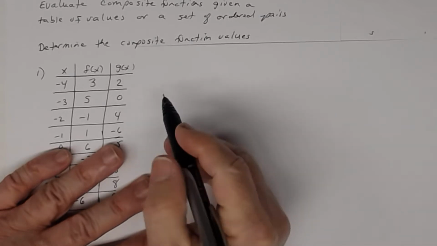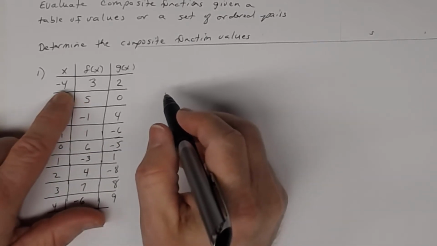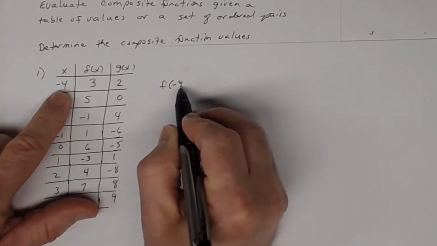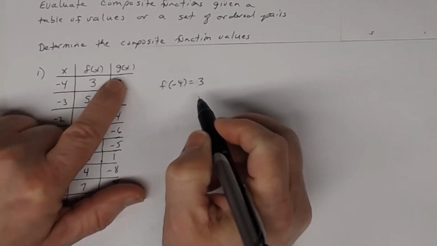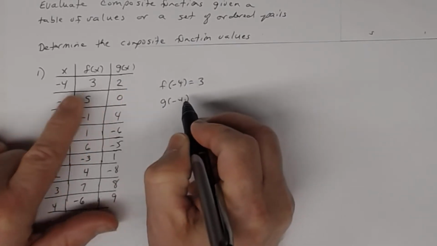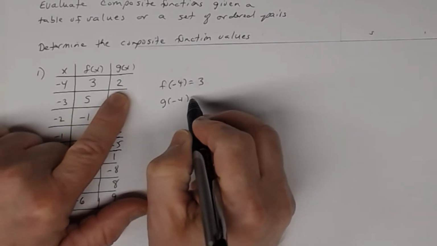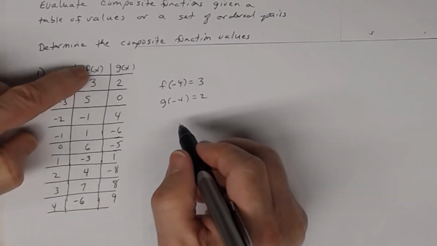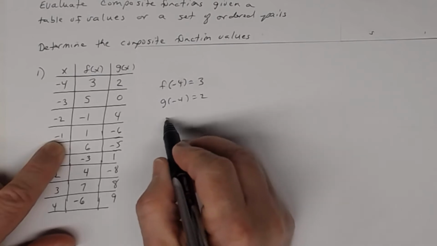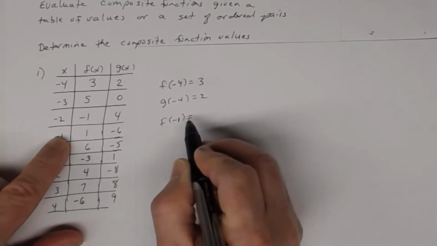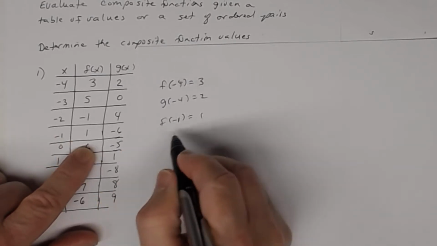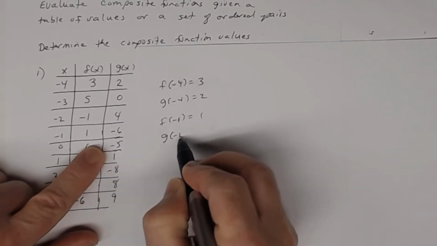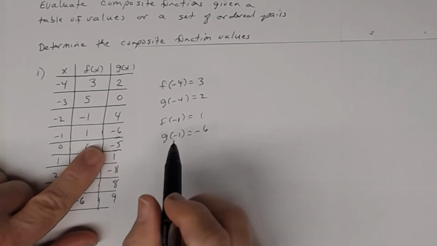As a few examples, notice this says: when x is -4, f of x, remember x is -4, so that means f of -4 is 3. And then g of -4 is 2. That's how you read this table. Same thing if you said f of, let's say, -1. So f of -1 is 1, and then g of -1 is -6. So g of -1 equals -6. So that's how you read the table.